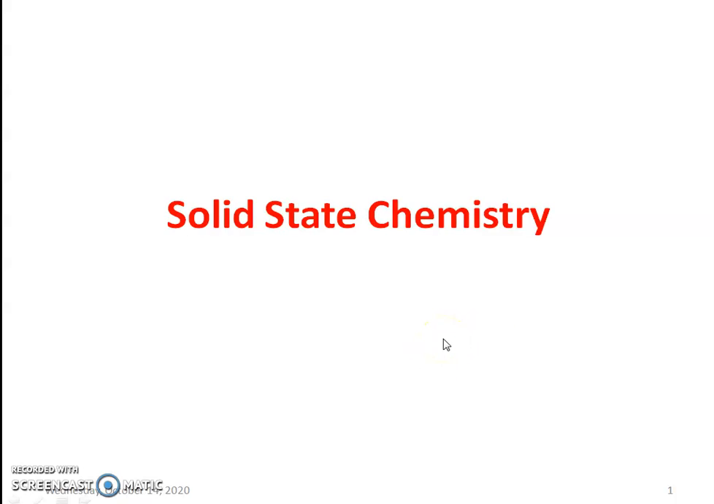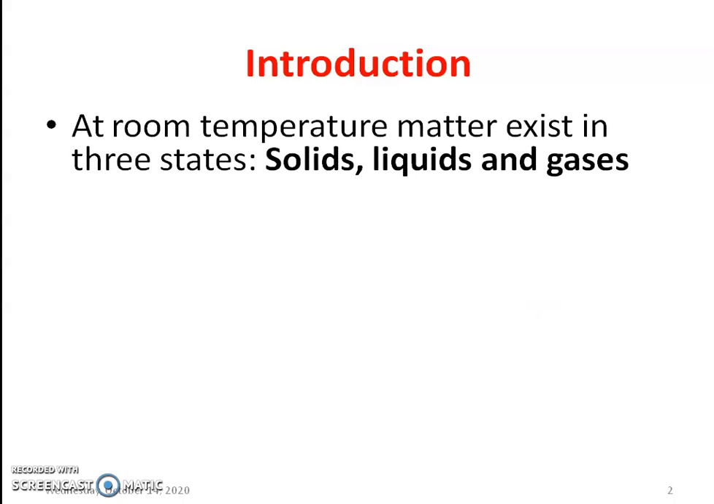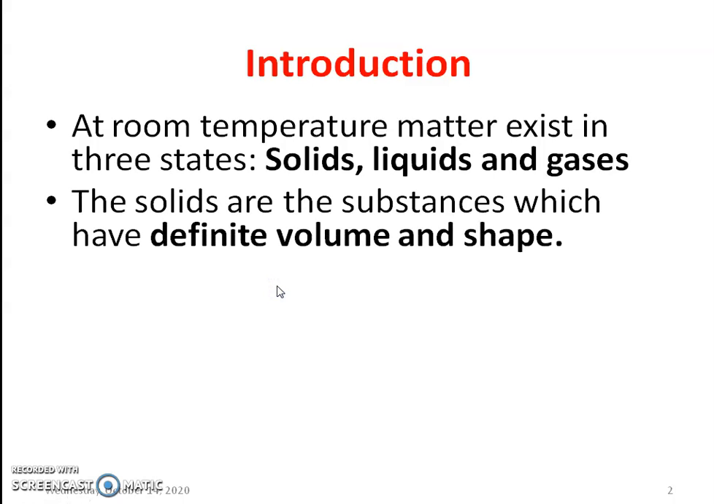In this video, we are going to start a new chapter, solid state chemistry. At room temperature, matter exists in three states: solids, liquids and gases. Solids are substances which have definite volume and shape, and as compared to liquids and gases, in case of solids, constituent particles are very close to each other.